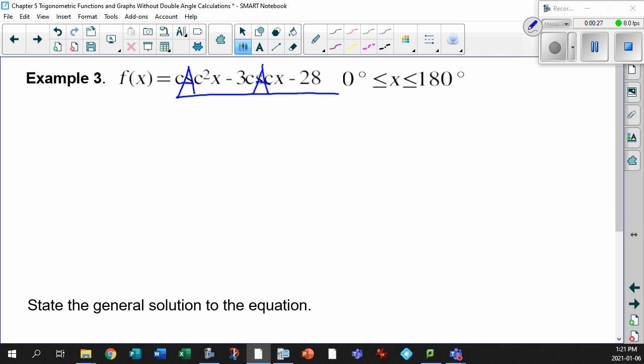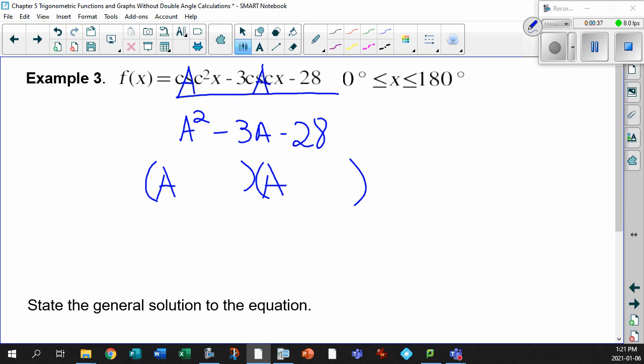Put an a in here, and you're going to find that this is a squared minus 3a minus 28. Well, that's simple. You can do that one, I hope, in your head. So this is going to be a here and an a here, and you know that this is a minus 7 and a plus 4. This is all going to equal 0. So you're going to, again, find the zeros.